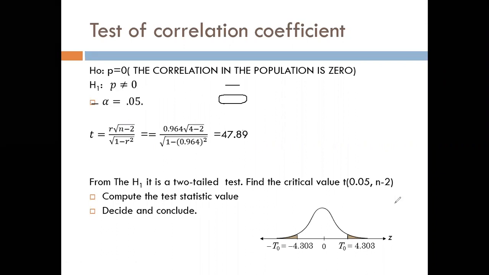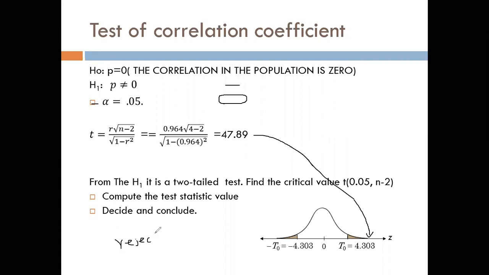Now, when we compare this on the scale, that will be to the extreme right of the graph, which means that the test statistic value falls in the rejection region. If it falls in the rejection region, then we have evidence to reject what? We reject the null hypothesis. So we reject H naught.